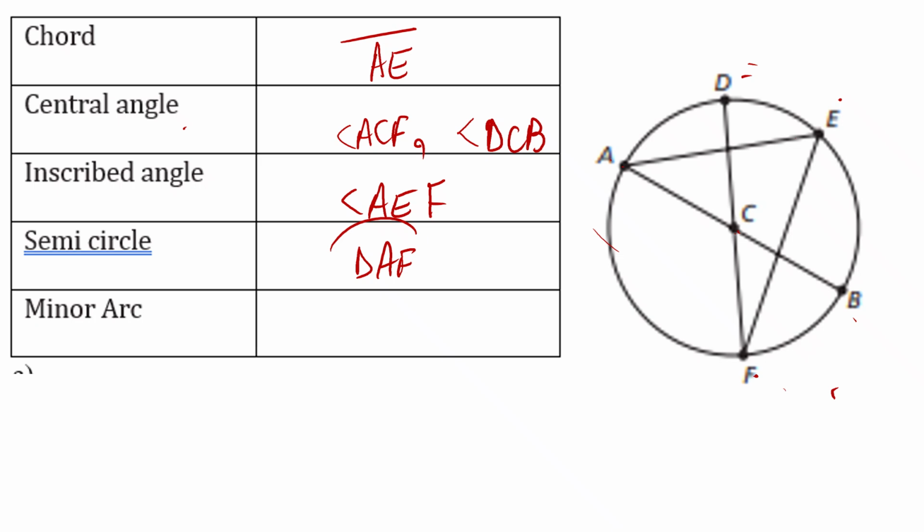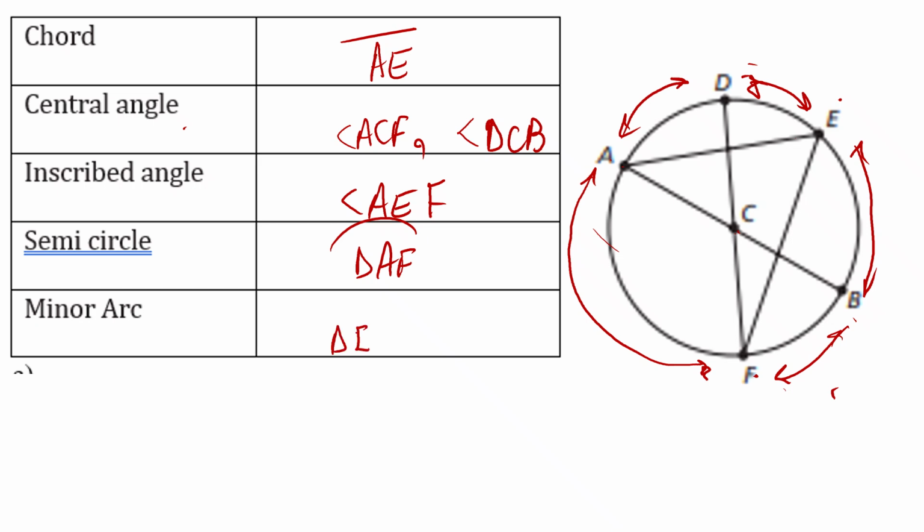Yani, this AD is a minor arc. Even DE is a minor arc. Even EB is a minor arc. Even BF is a minor arc. You can say also AF, because it's not a very big arc, that AF is also a minor arc. So you can write here DE is a minor arc, AD is a minor arc, and so on.